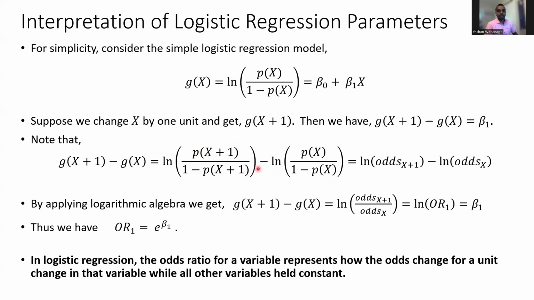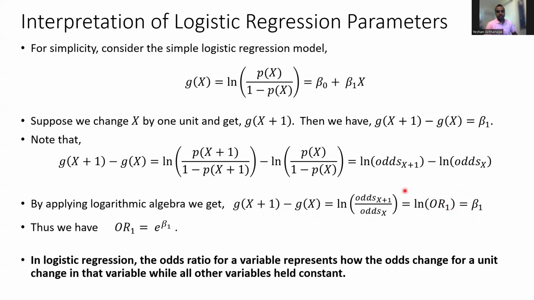If you apply the algebra of logarithms, you can see that this log difference is actually the log of the ratio of the two odds values. So g(x+1) minus g(x) can be written as the log of the odds of x plus 1 divided by the odds of x. So this is actually the log of the odds ratio, which is essentially equal to beta 1.